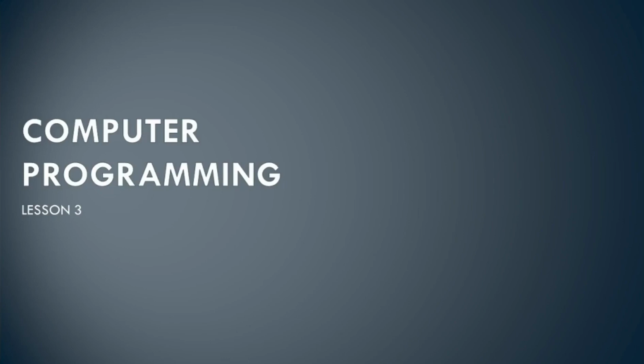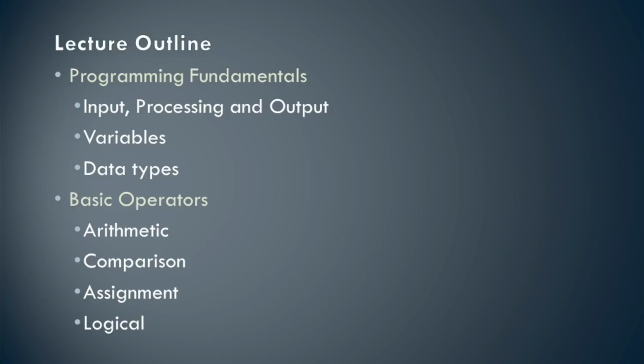Without wasting much time, let's just look at the course outline for this particular lesson. In here, we're going to look at programming fundamentals: inputs, processing, and then outputs. From there, we look at variables, how variables are declared, named, and used. Then data types, where we have integers, floats, strings, characters, boolean, and all that. From there, we look at basic operators: arithmetic, comparison, assignment, and logical operators. So let's look at the lesson objectives.